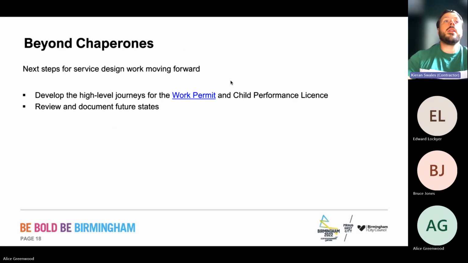And then also, we're not just working on the Chaperone application, we're also looking at work permits and child performance licenses. So these are some other key areas for the customer services program to review and update in the same vein of protecting and safeguarding as an end result. So they'll be coming down the pipeline in the next coming months. Next slide.